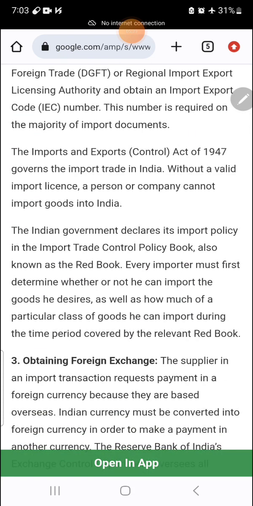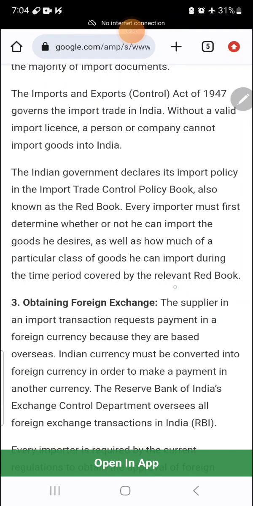I guess this article is from India, maybe. The Imports and Exports Control Act of 1947 governs the import trade in India. Without a valid import license, a person or company cannot import goods into India. The Indian government declares its import policy in the Import Trade Control Policy Book, also known as the Red Book.